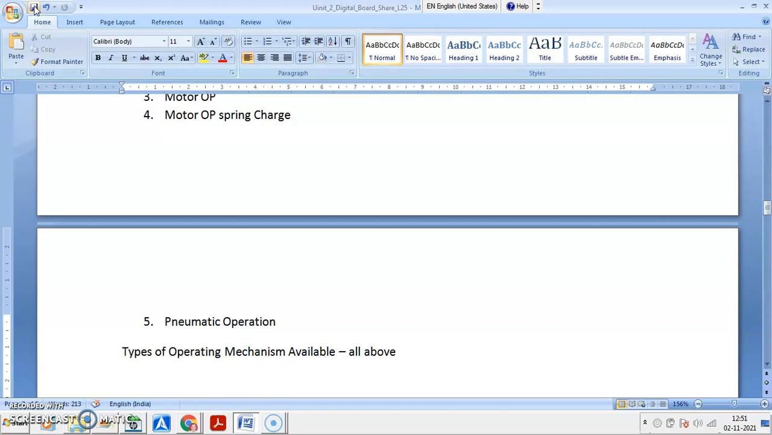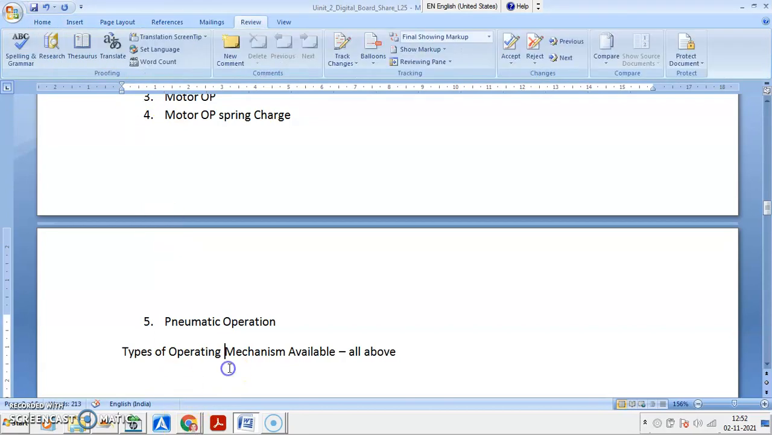Then this mechanism should trip. Its trip mechanism must be prepared to open. Once the trip command is there, the mechanism should prepare to open the circuit breaker contacts in a few milliseconds. Normally the time is 20 milliseconds. And the design of the mechanism must withstand heavy stress, so it should be robust and reliable in construction. That is expected as far as the mechanism is concerned.